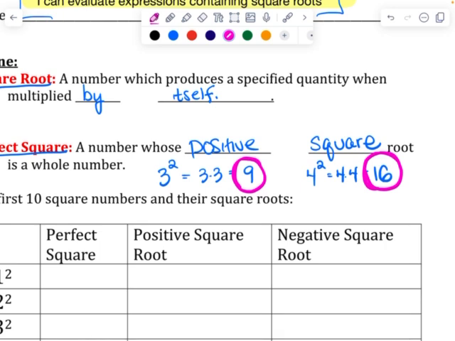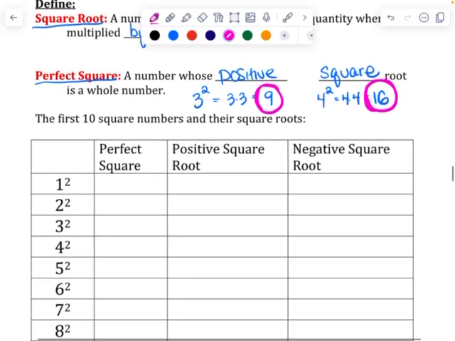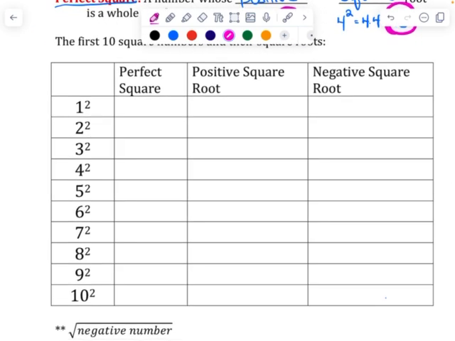So what we're going to do today is practice with our calculator and look at the first 10 square numbers and their square roots. Down here, we see integer bases of 1, 2, up through 10, and we're going to find their perfect squares. This is where we can use a calculator.